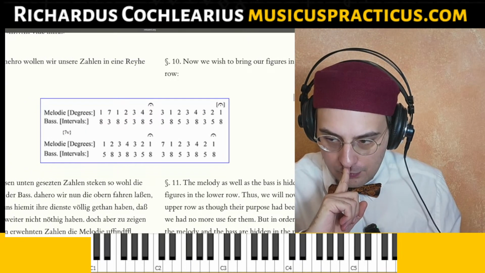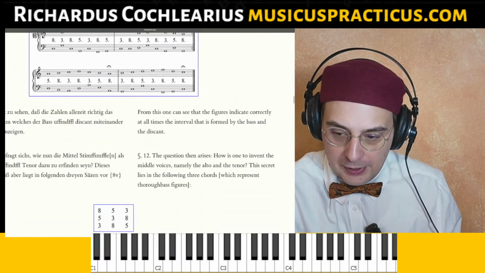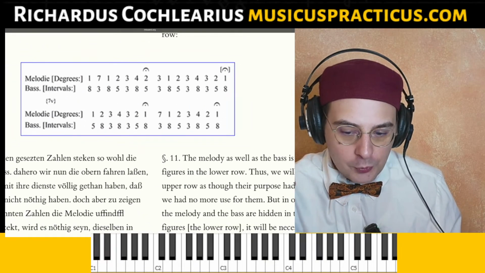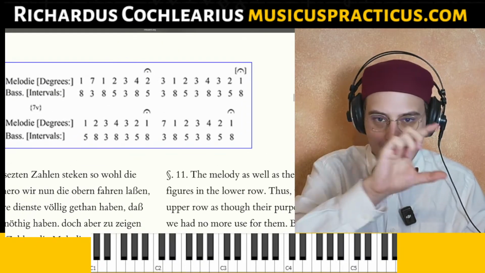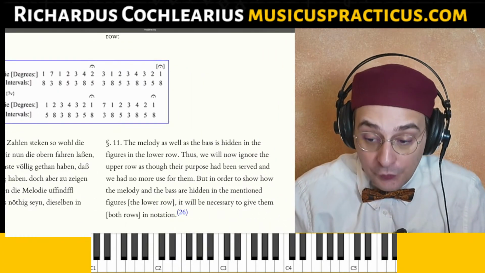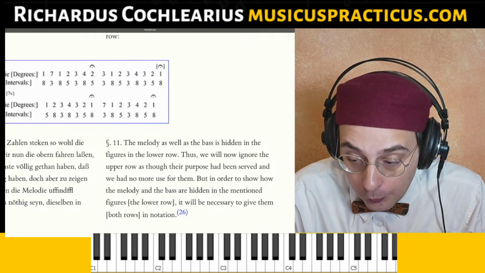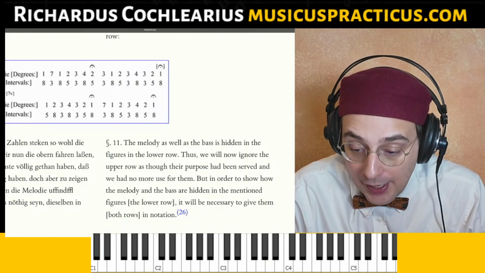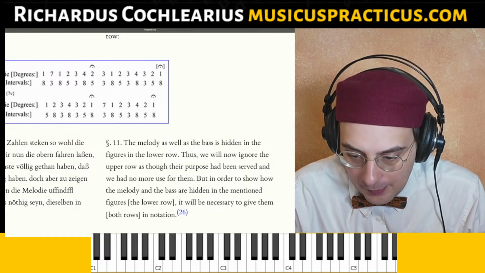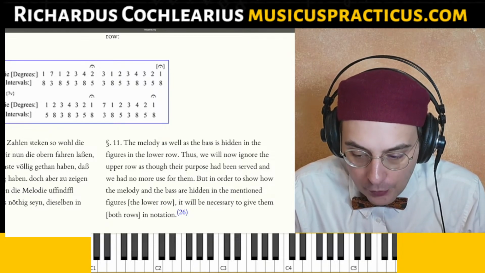Now we wish to bring our figures in the same row. So we arrive up to this point. So basically here there are the intervals, what we have just played, but the 4 phrases written with numbers in a row. Then the melody as well as the bass is hidden in the figure in the lower row. Thus, we will now ignore the upper row as though its purpose had been served and we had no more use for it. But in order to show how the melody and the bass are hidden in the mentioned figures, the lower row, it will be necessary to give them both rows in notation.